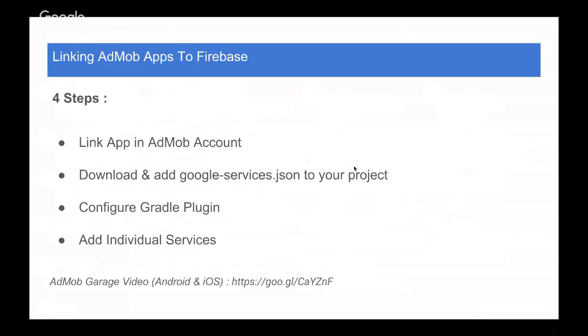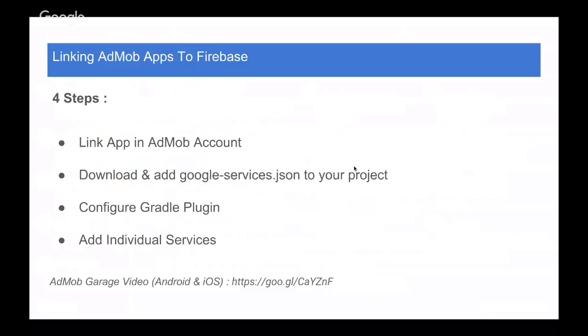Now, once you arrive at these views, you'll have a link to basically link each app to Firebase if it's not already linked. And once you click on it, you'll be asked to identify the project within Firebase for which you want to link that particular app. And then that is basically it.